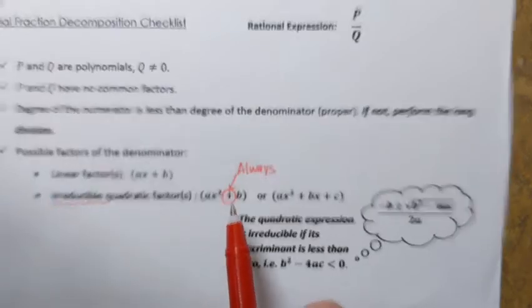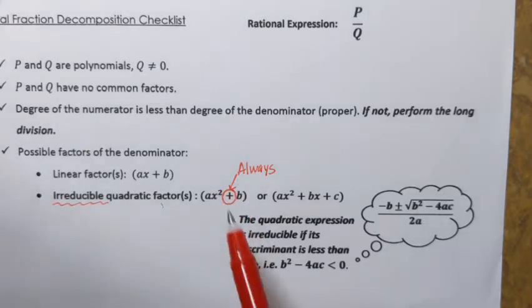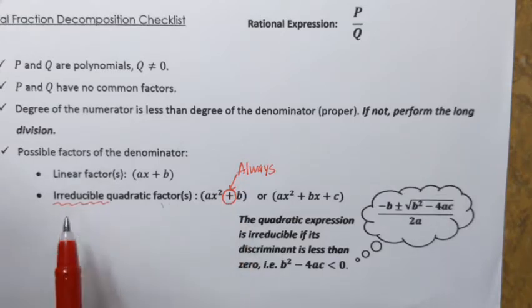Now, if it's with a minus sign, then we can factor it, and you might remember the difference of squares formula, where we can split it up into two linear factors. So it has to be a plus to be called irreducible.